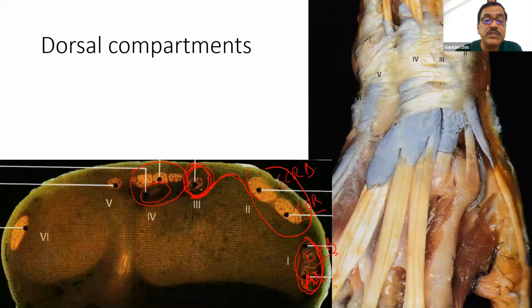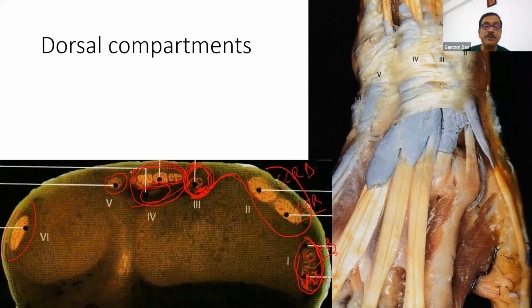The extensor indicis and extensor pollicis longus are the deep layer muscles. Whereas the superficial layer tendons are the extensor digitorum, the fifth compartment, which is extensor digiti minimi, and the sixth compartment, extensor carpi ulnaris. So the third compartment tendon, extensor pollicis longus, and the extensor indicis will be passing below these extensor tendons. We'll demonstrate it when we scan the volunteers.